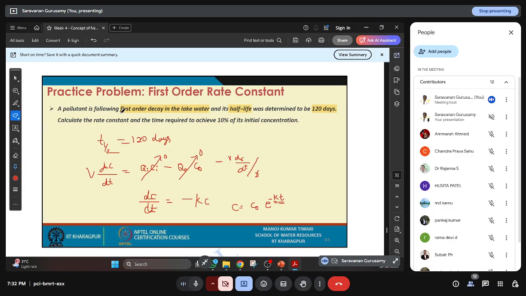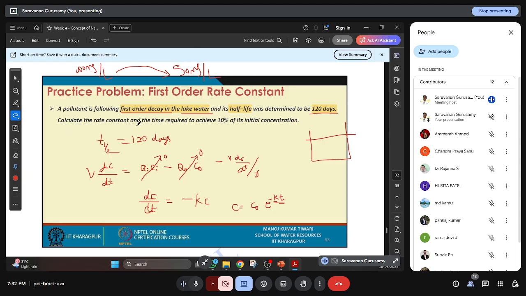See, a pollutant is following first order decay and it's in lake water. Lake you can take as a tank, and it's a first order decay. Half-life is 120 days. What is the half-life of a pollutant? If initially the concentration of the pollutant is 100 milligram per liter, how much time does it take to degrade to 50 milligram per liter? That is half of the initial concentration. Then it is called a half-life.